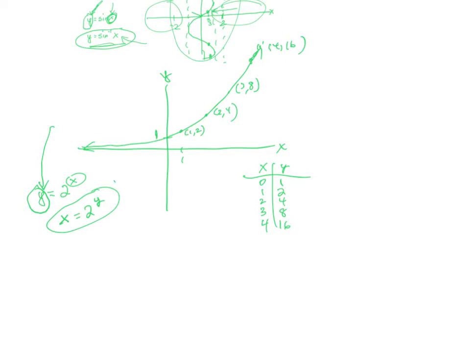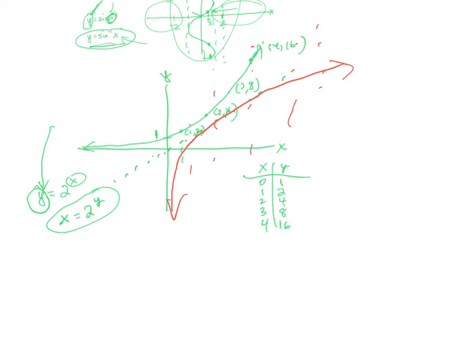When your x becomes y and your y becomes x, it's basically just reflecting it in the x equals y line there, and it ends up looking just like this. And this one just happens to be a function. It passes that vertical line test.